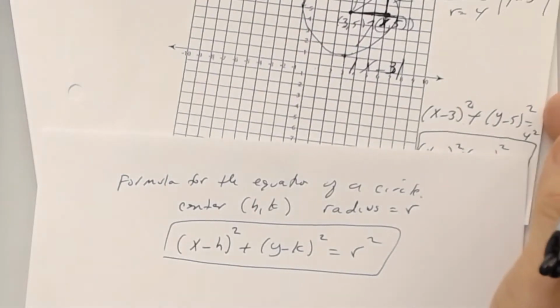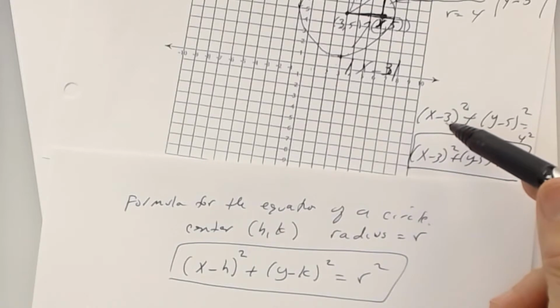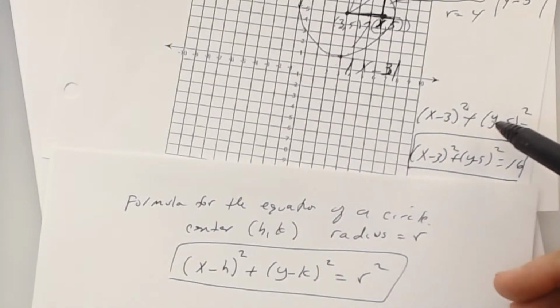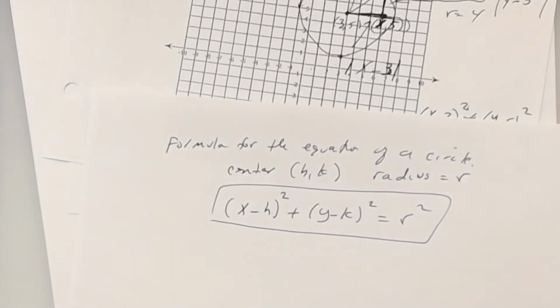And that's the same idea we did right here. (x minus h) squared plus (y minus k) squared equals 4 squared. 4 was your radius. Okay? All right, so let's look at some problems dealing with the formula for a circle.